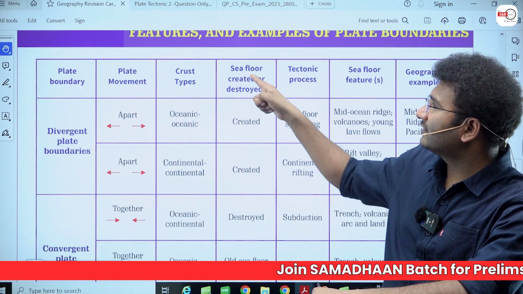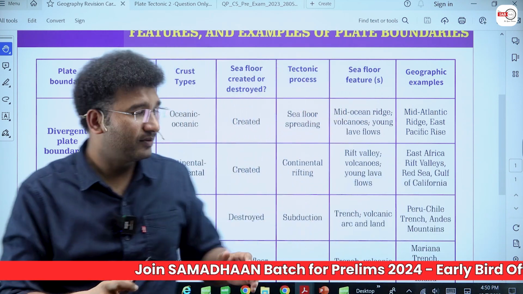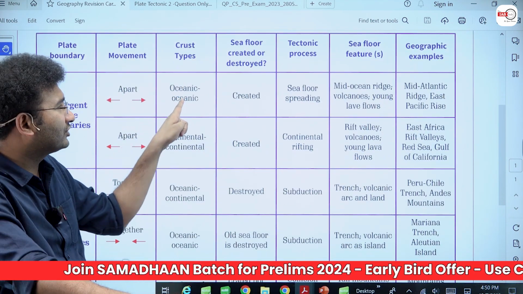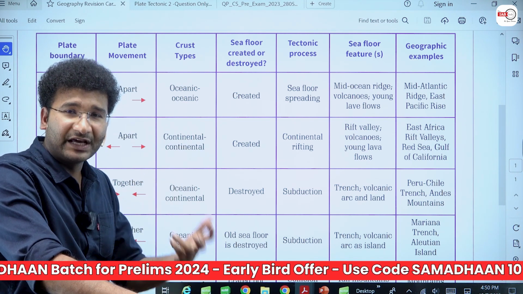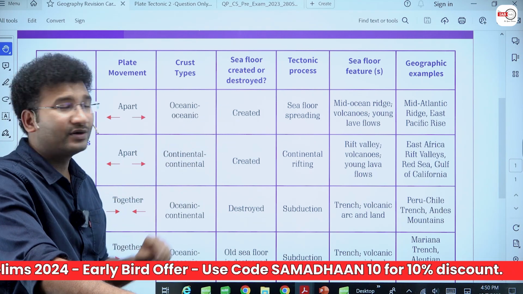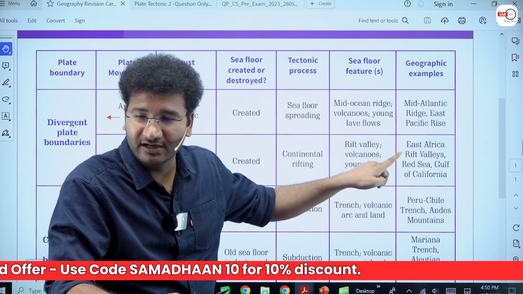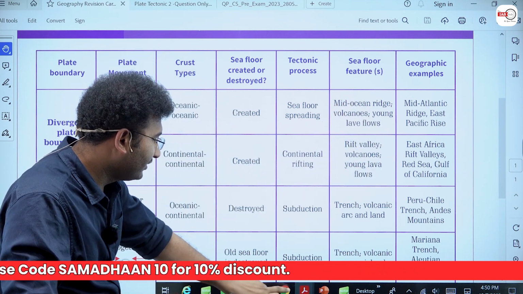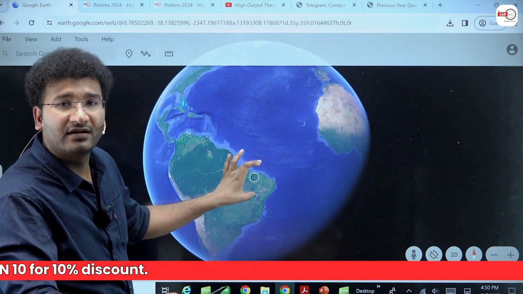Now, this column will tell you, is the seafloor created or the seafloor destroyed? Imagine that whenever oceanic plates are moving away from each other and divergence is happening, seafloor is created here. Now, is there any example? That is your middle oceanic ridge. Where is this middle oceanic ridge? If you see, the middle oceanic ridge is present in the Atlantic Ocean, right?